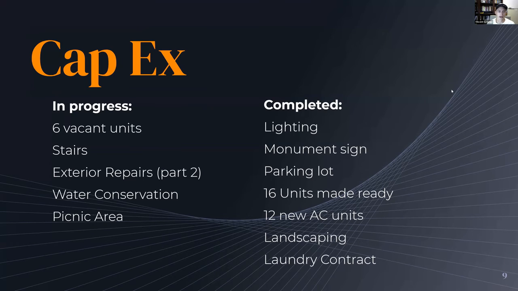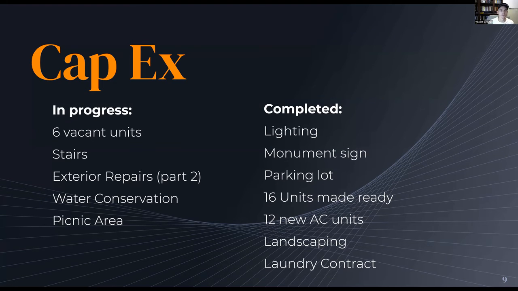All right, CapEx in progress. So we have 4 vacant units, I believe, at this time. So maybe not 6, we have 4 under renovation right now. The stairs, we went back on that one and he evaluated those a little bit more. And we have a couple bids for them to get those redone.